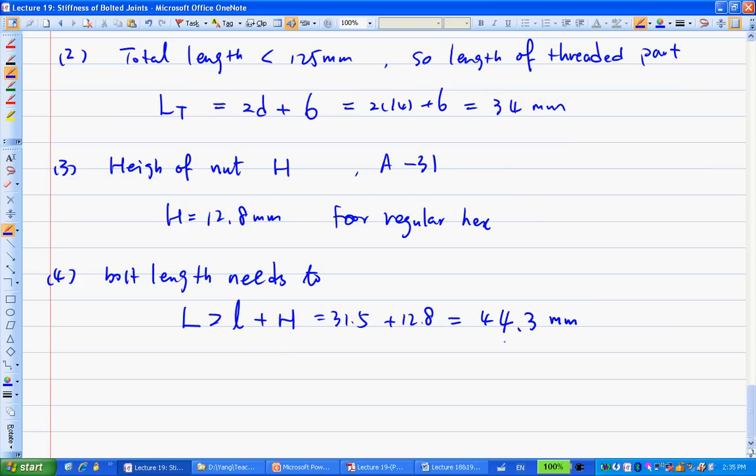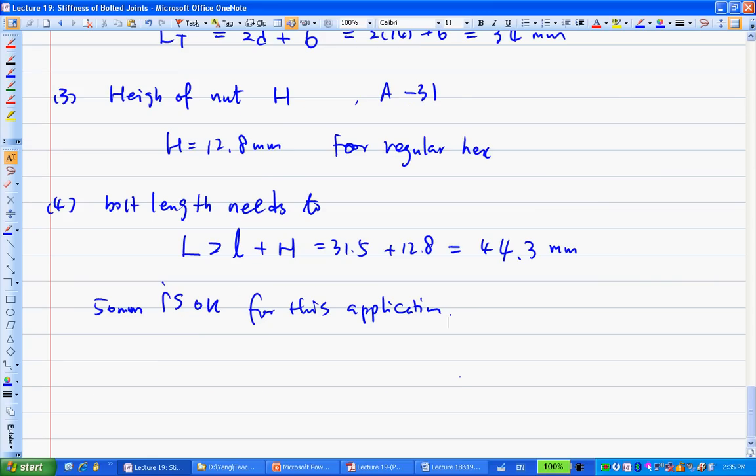But for this question right now, it specified the bolt length, which is 50 millimeter. So 50 is greater than 44.3, so that's okay. That's okay for this application. So what's my capital L for this question? 45 or 50? 50. We didn't change this, so that's basically the original one.